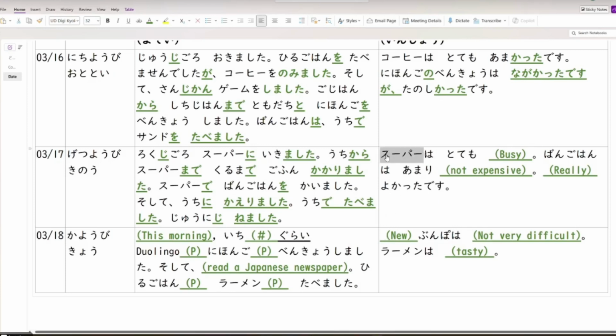Okay, for our insho. This is probably going to be a word we haven't used a lot, but okay. Busy, nigiyaka?